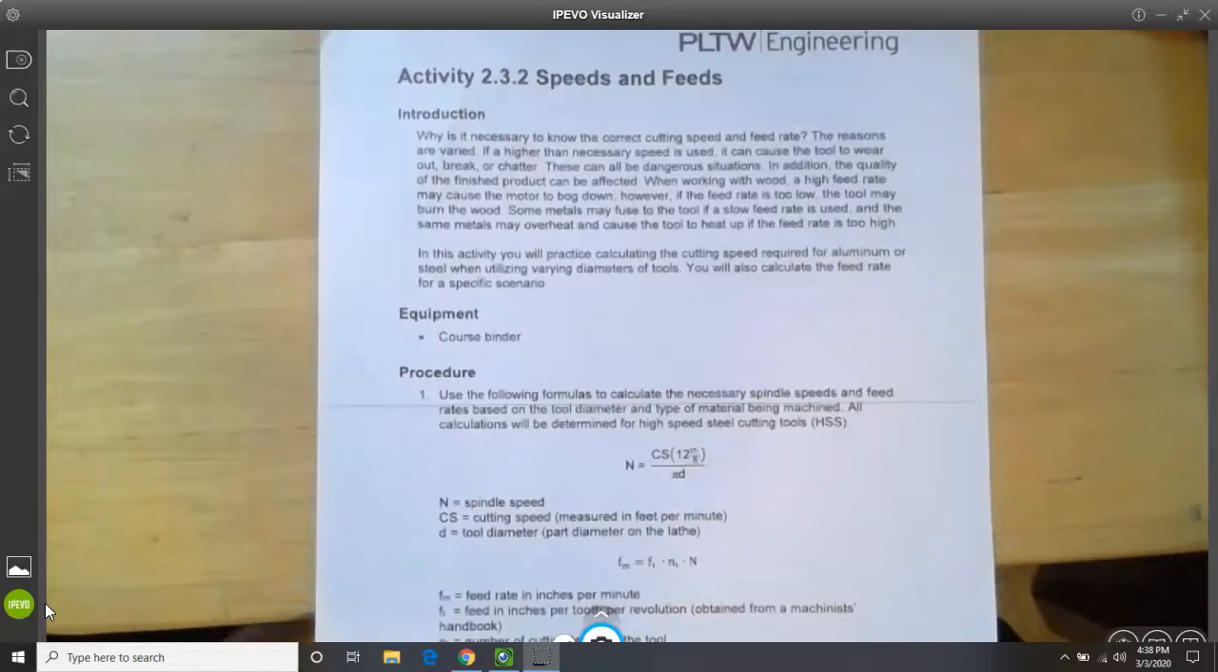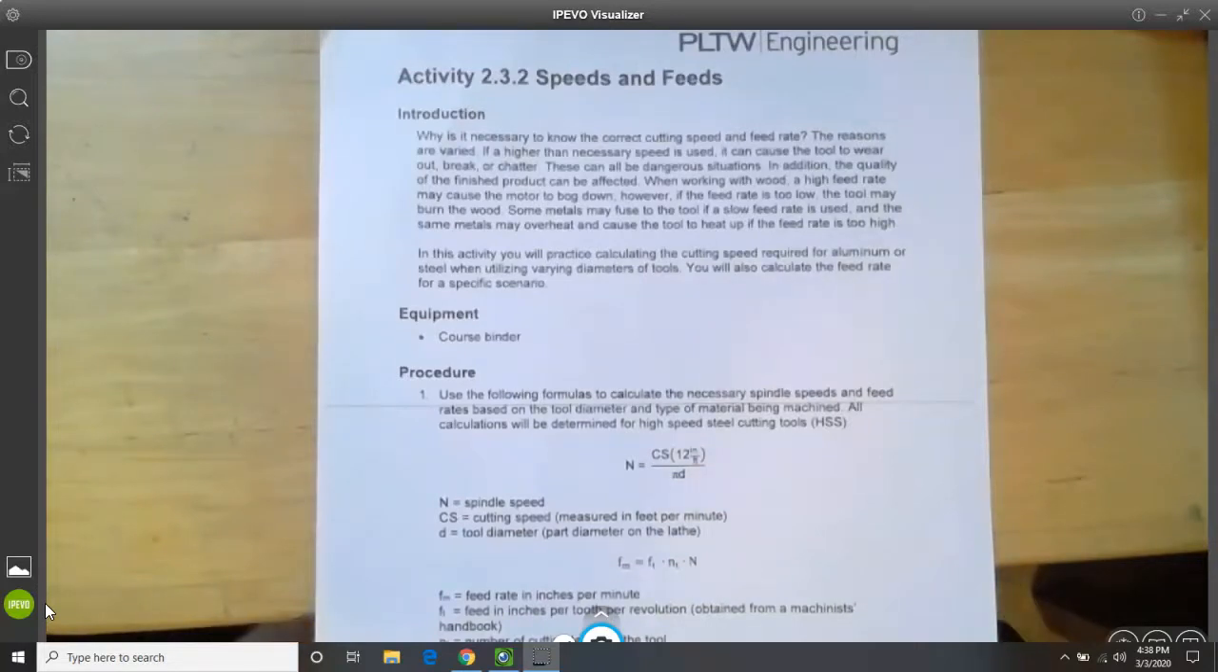When working with wood, a high feed rate may cause the motor to bog down. However, if the feed rate is too low, the tool may burn the wood. Some metals may fuse to the tool if a slow feed rate is used, and the same metals may overheat and cause the tool to heat up if the feed rate is too high.